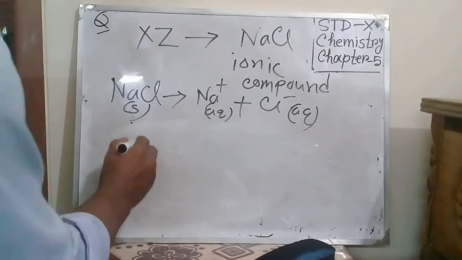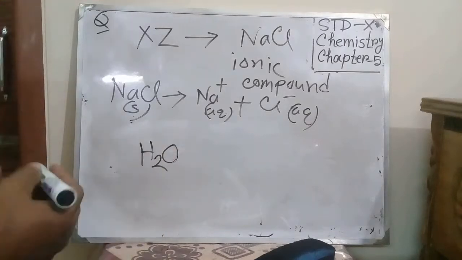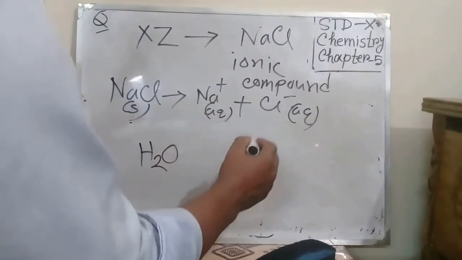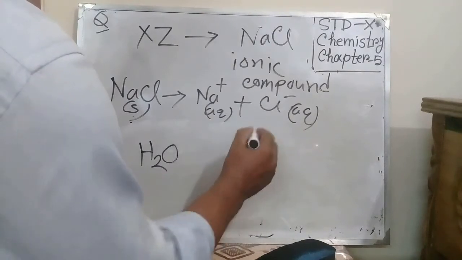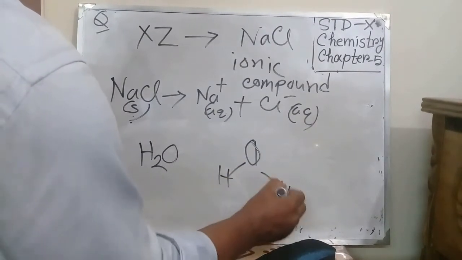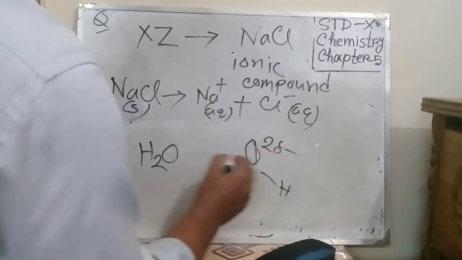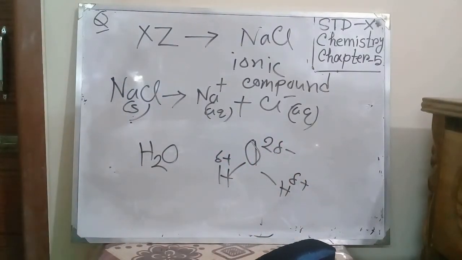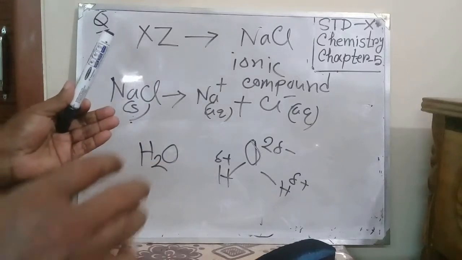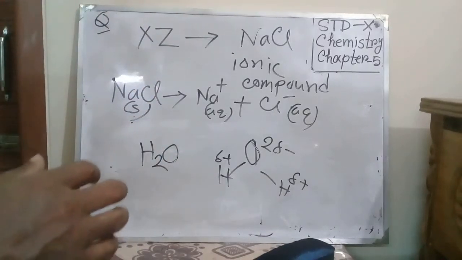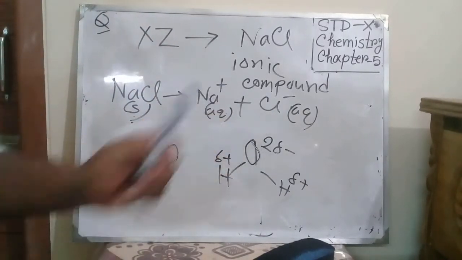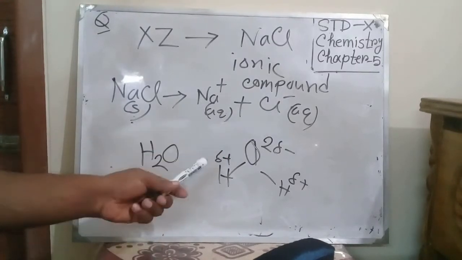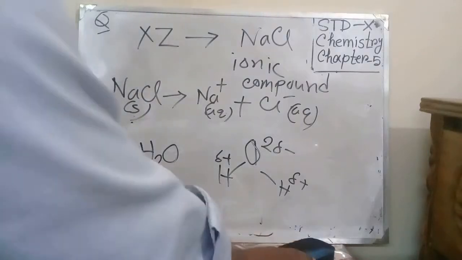Now water. Water is a polar compound. It will show polarity like this: 2 del minus, del plus and del plus. Why does it show polarity? Because there is an electronegativity difference between H and O, that means oxygen and hydrogen. That's why it shows polarity.